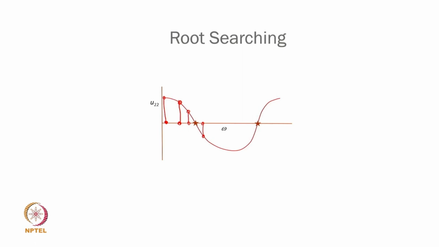The moment the sign changes, I can increase this omega by a slightly lesser delta omega value, and then basically search the value of omega where the sign change happens. That's the root searching method. But this is numeric, so it's an iterative process. After this happens, I keep going ahead. Maybe I will get another sign change, and that will be my second natural frequency, and so on.